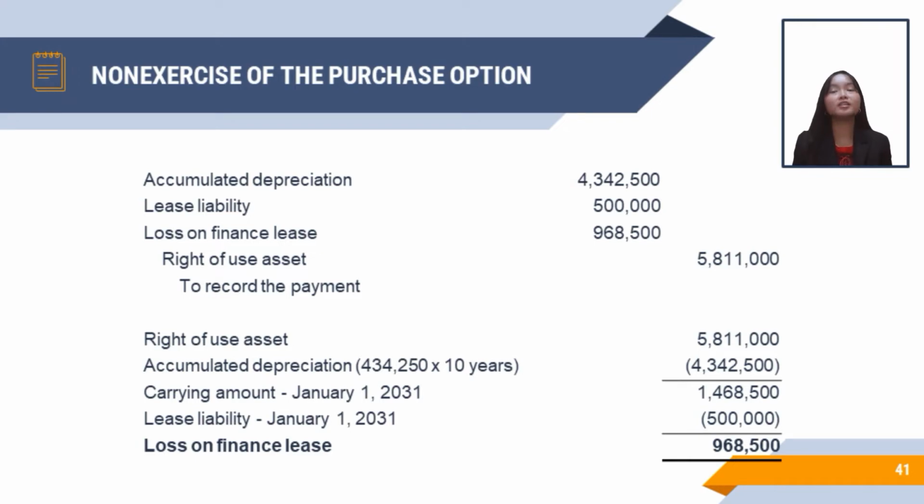We can see here that we deducted 4,342,500 from 5,811,000, and thus the carrying amount is 1,468,500. Then we will deduct the lease liability of 500,000, and thus the loss on finance lease is 968,500. And now that we know the amount of the loss, we will debit accumulated depreciation for 4,342,500, lease liability for 500,000, and loss on the finance lease for 968,500. We will credit right of use asset for 5,811,000.